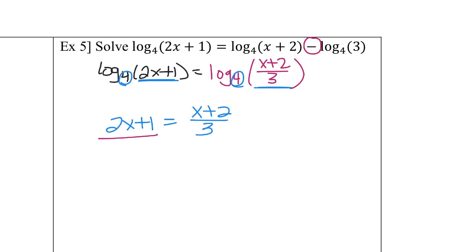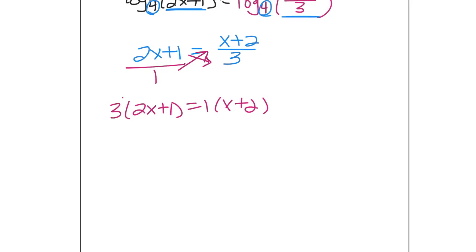So I'm going to solve this by using cross multiplication. So 2x plus 1 times 3 equals 1 times x plus 2. So let's simplify this down. 3 times 2x makes 6x. 3 times 1 makes 3. 1 times x makes x. 1 times 2 makes 2.